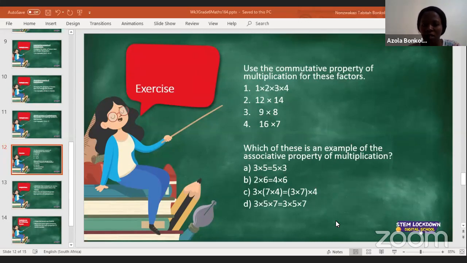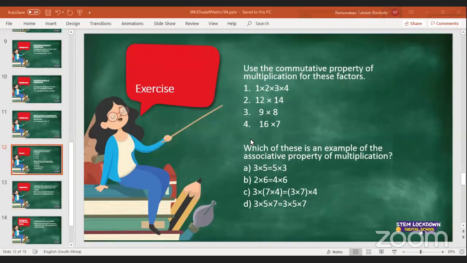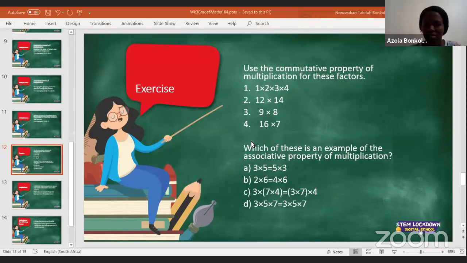Can we have someone else that's going to do number 3? We only have 4 minutes left. However, the last one is just a one answer question. Can we have someone that is going to do number 3 for us? Yes, Ashley. Yes, you can answer.